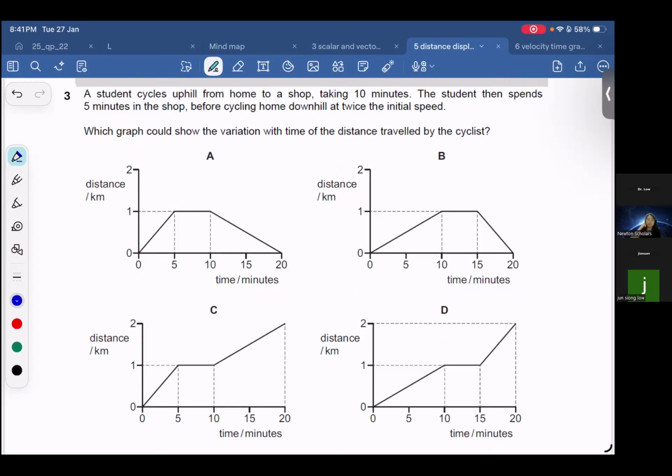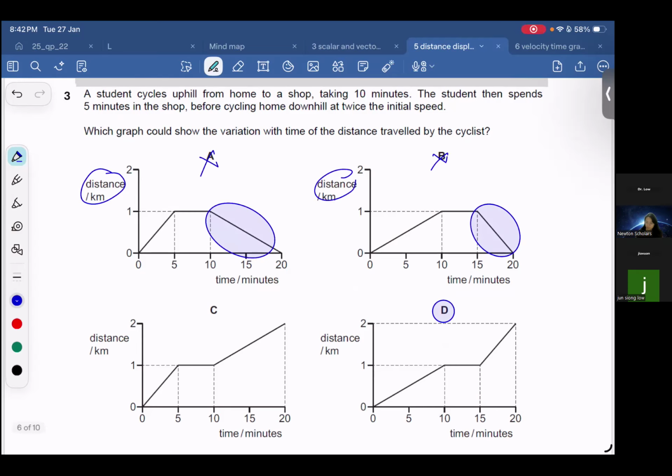Junxiong, try. Junxiong, tell me your answer. Okay, yes, dear. D. A and B are confirmed wrong. A and B are moving backwards. This part is moving backwards. But for distance, it will never move backward, unless here you write displacement. If you write distance, it will always go up, up, up, up because it's the total path.